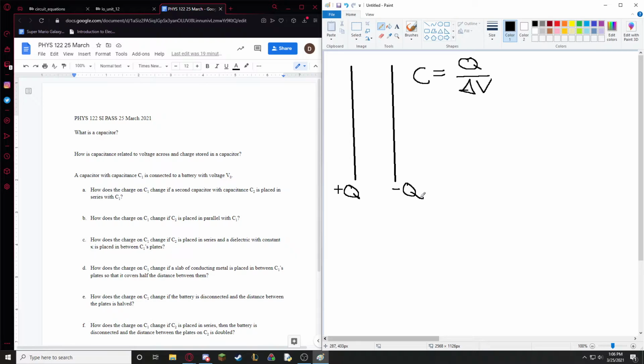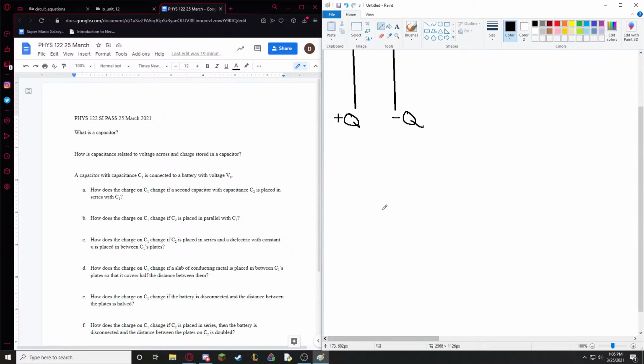One's positive, one's negative. So let's hop into some examples, because pretty much this is all you need to know for capacitors. This and understanding how capacitors work parallel to one another and in series. So we're going to have a capacitor, C1, and we're going to hook it up. That's a horrible battery drawing. There we go. So we're going to have capacitor C1. It's going to be hooked up to a battery V0.